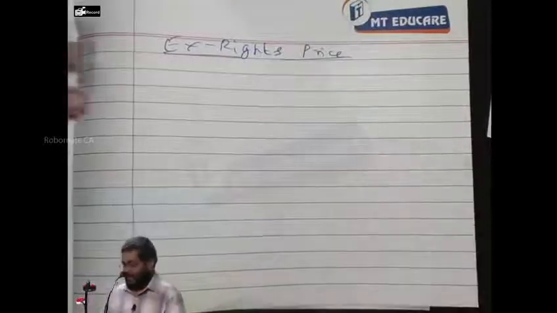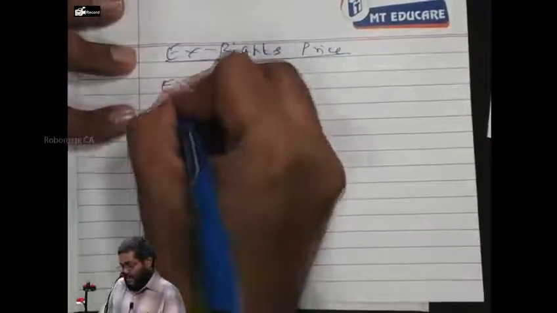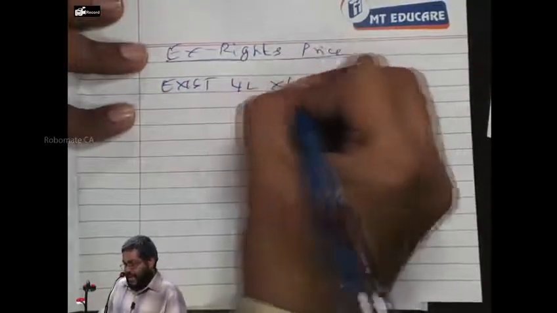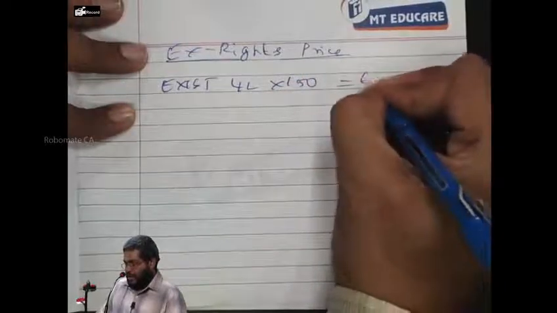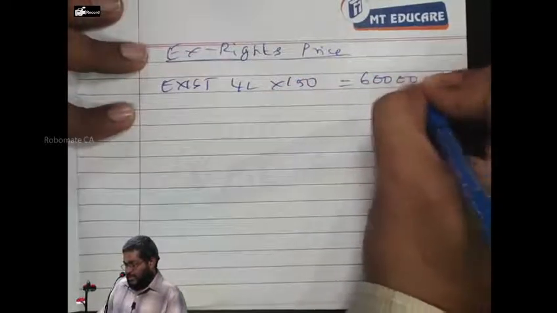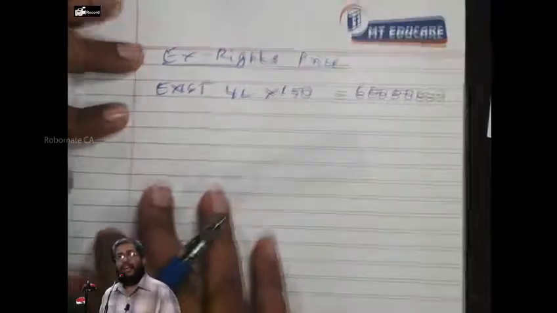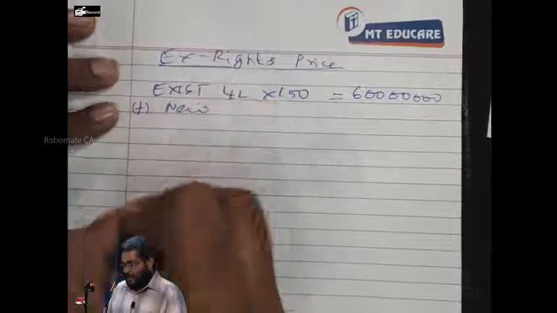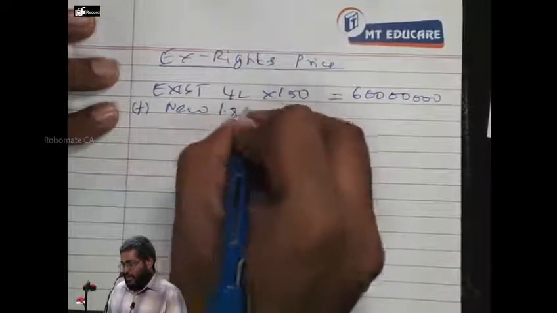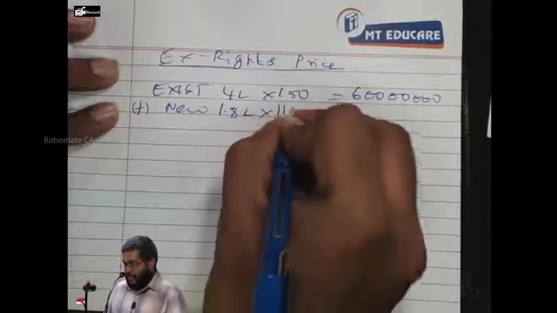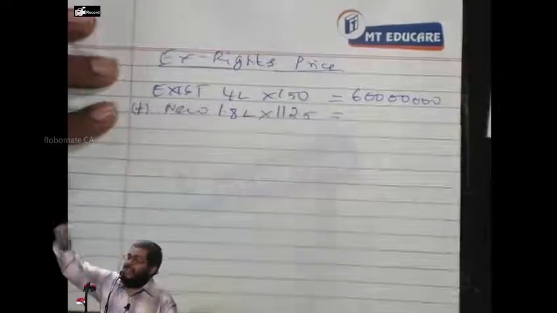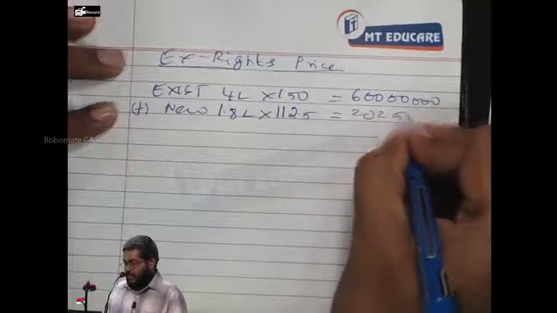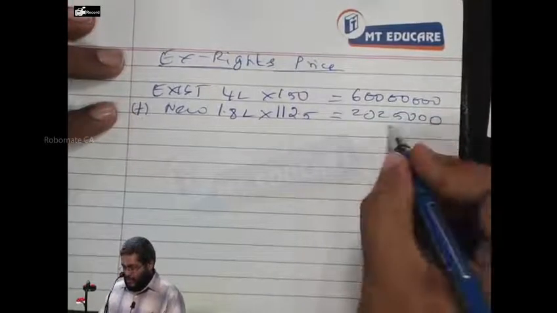Correct? Now tell me, what is the existing wealth here? I'm having how many shares? 4 lakh shares at 150. How many crores here? 6 crores. 6,00,00,000. Right or not? Now, next, what am I going to get here? New wealth. And how many shares are going to come? 1.8 lakh shares. They're going to bring how much rupees? New cash coming in, or not? 112.5. How much is it here? 2 crores 2,50,000.